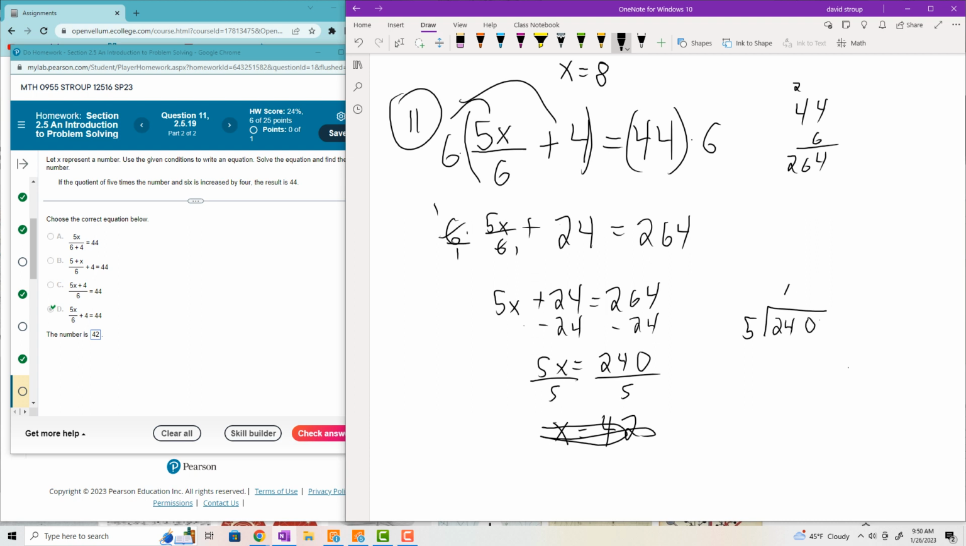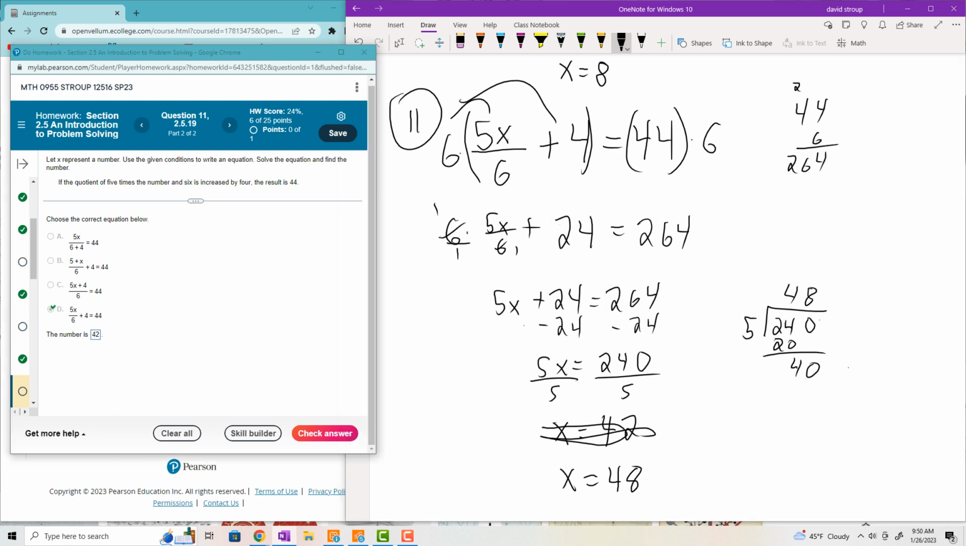So 5 goes into 24 4 times, you get 20. So bring down the 4, and then that would be 48. So x is 48. Oh well.